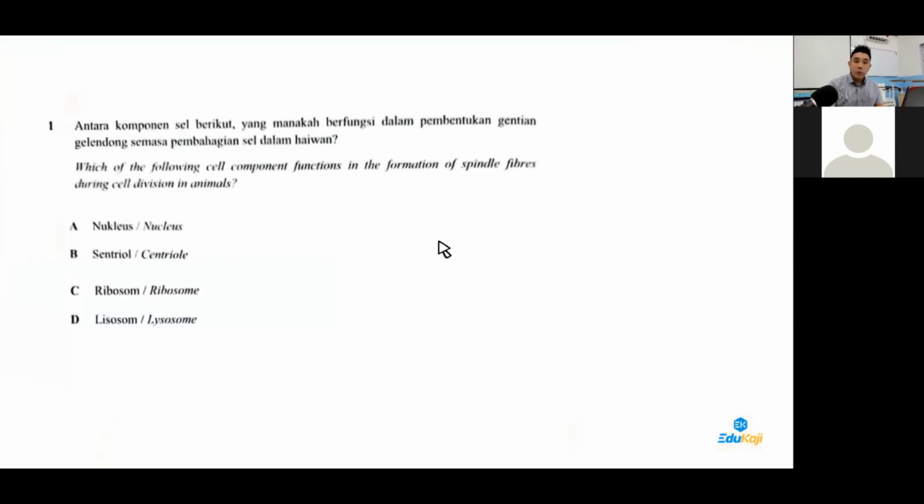So, for question 1 here, this is from chapter 2 itself. Formation of spindle fiber is the keyword, pembentukan gentian gelendung. So this can only mean centriole. Very straightforward. Normally the first question is quite straightforward. If you follow my earlier discussions, the first question is normally quite straightforward. Okay, next.